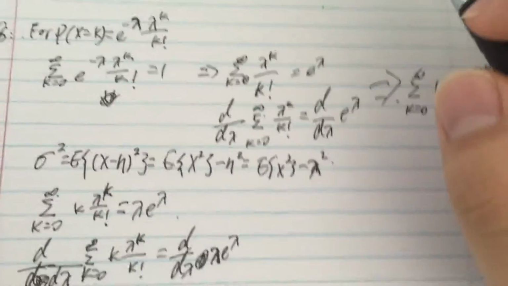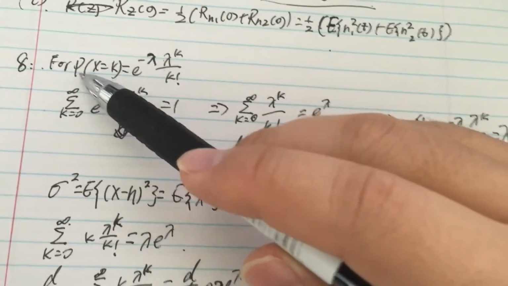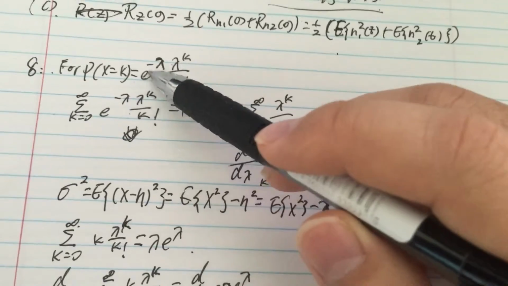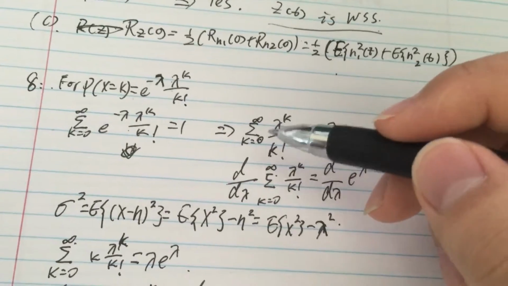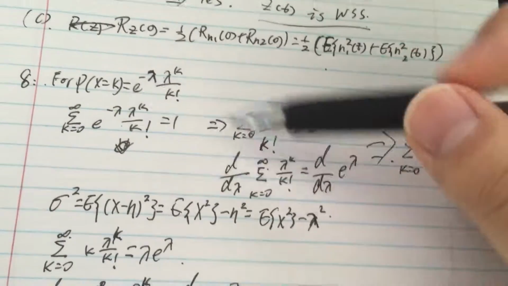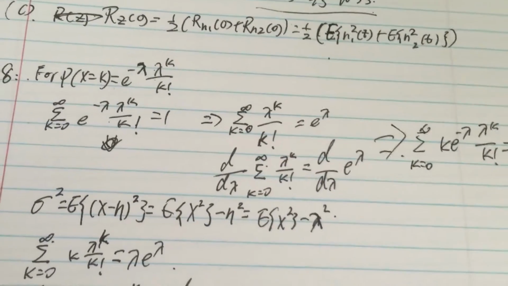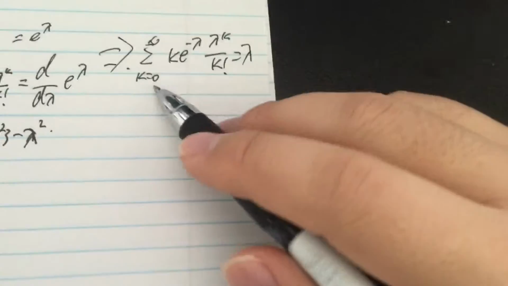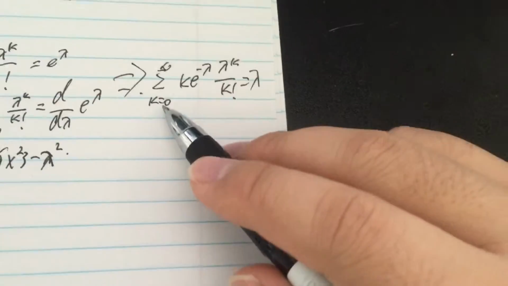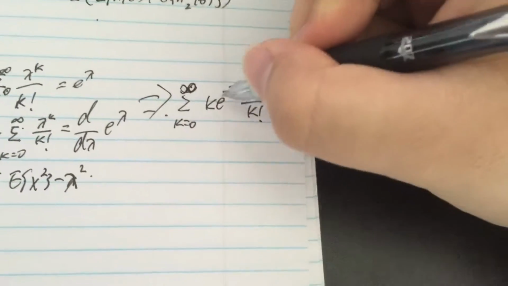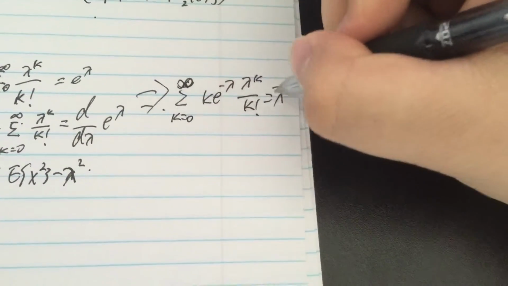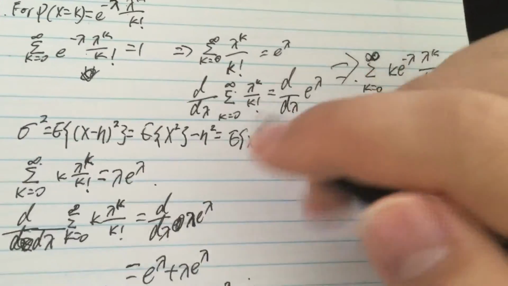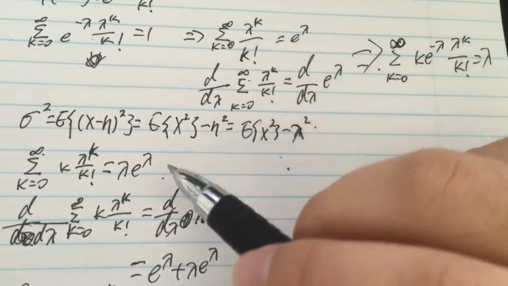First of all, we've done this before in the previous homework. We know P(X equals k) equals e to the negative lambda times lambda to the k over k factorial. Doing the sum from k equals 0 to infinity of k times e to the negative lambda times lambda to the k over k factorial equals lambda. Then we can get this equation.